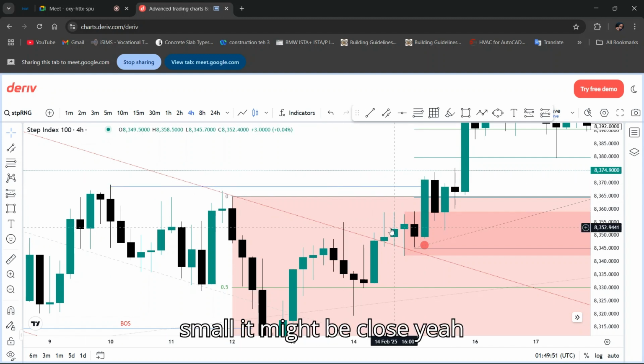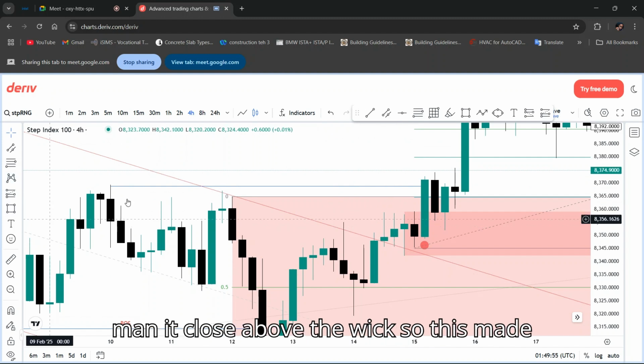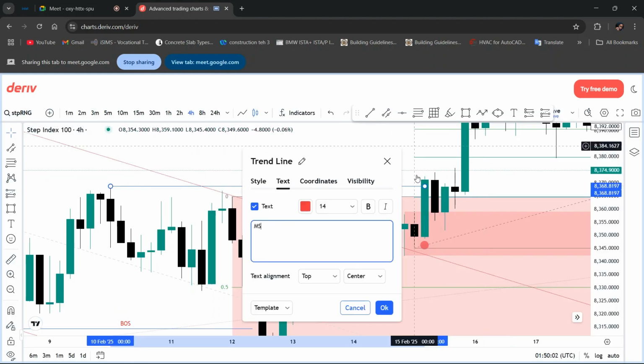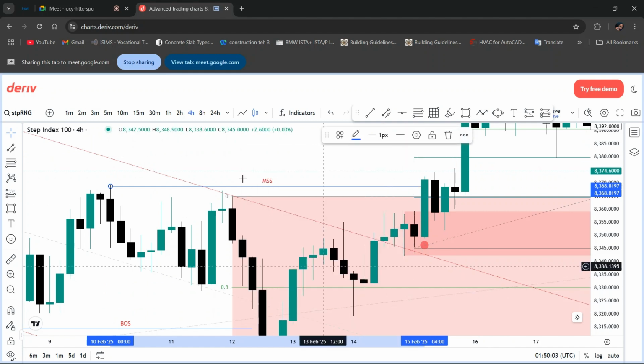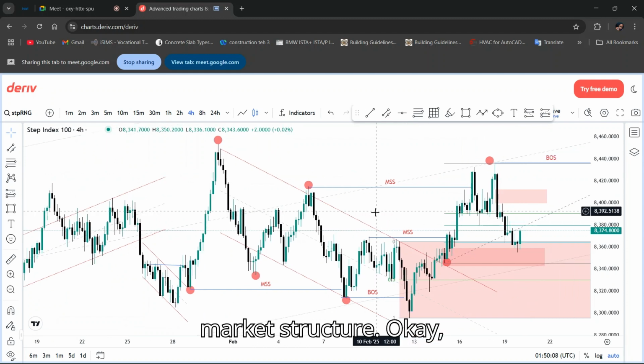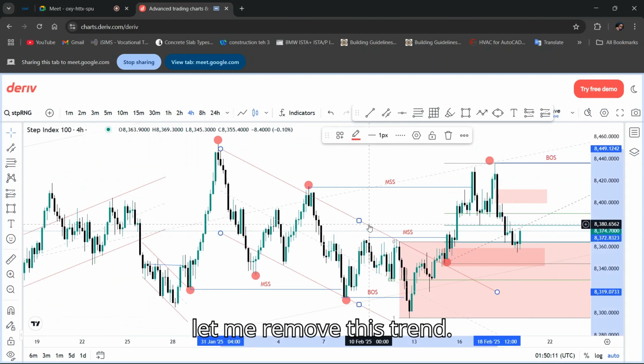No matter how small it might be, it closed above the wick. So this made it a significant shift. This made it a significant shift in market structure. Okay, let me remove this trend.